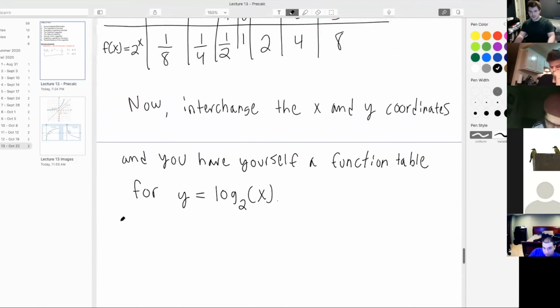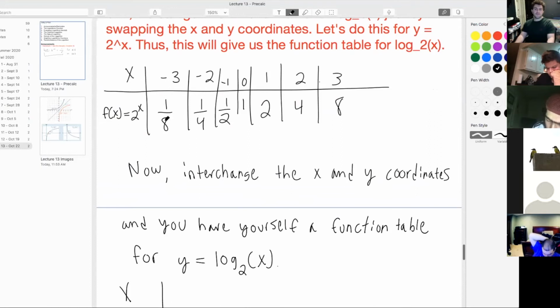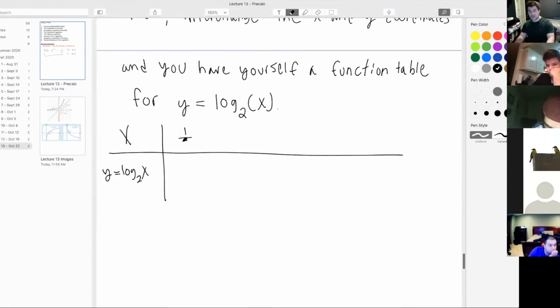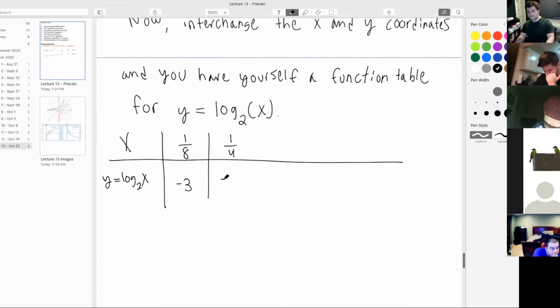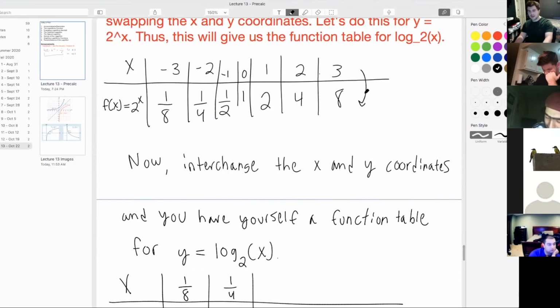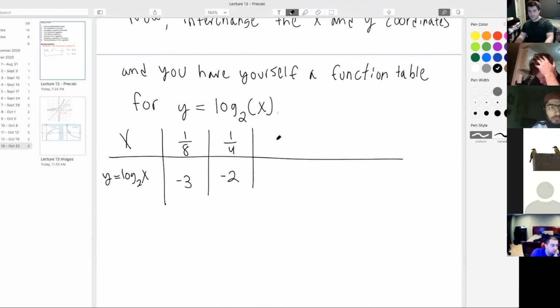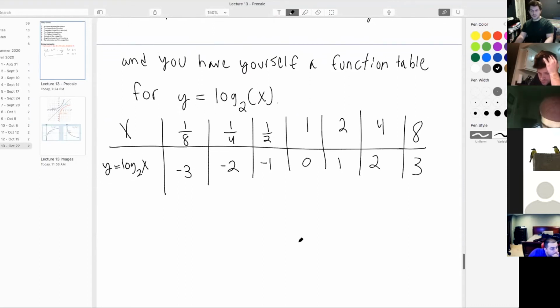So let's do it. We have x, and then we have y is equal to log base 2 of x. All I'm going to do is swap the rows. Instead of -3, 1/8, it's going to be 1/8, -3. Instead of -2, 1/4, it's going to be 1/4, -2. And so on. I'm just going to repeat this game for the rest of the table, swapping the rows. So 1/2, -1; 1, 0; 2, 1; 4, 2; 8, 3.